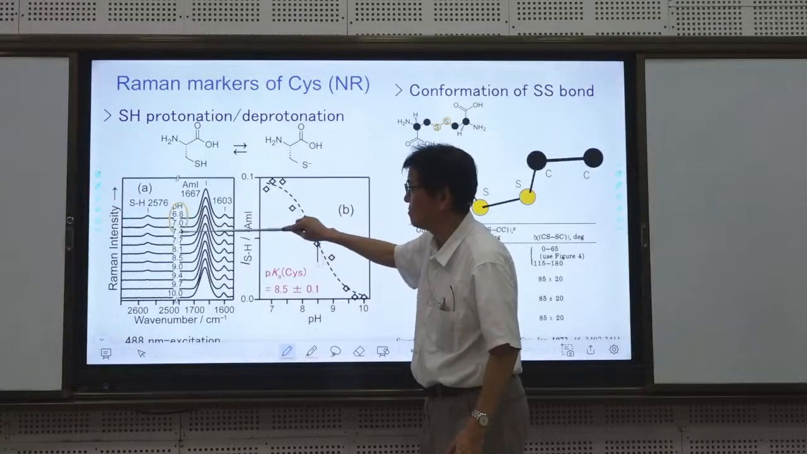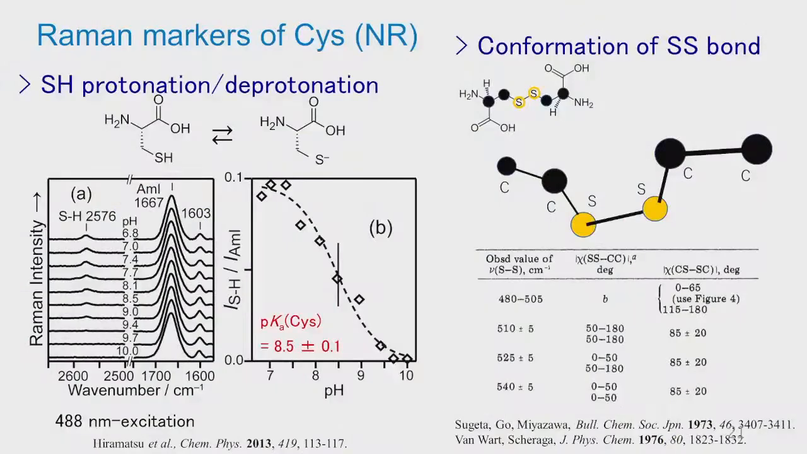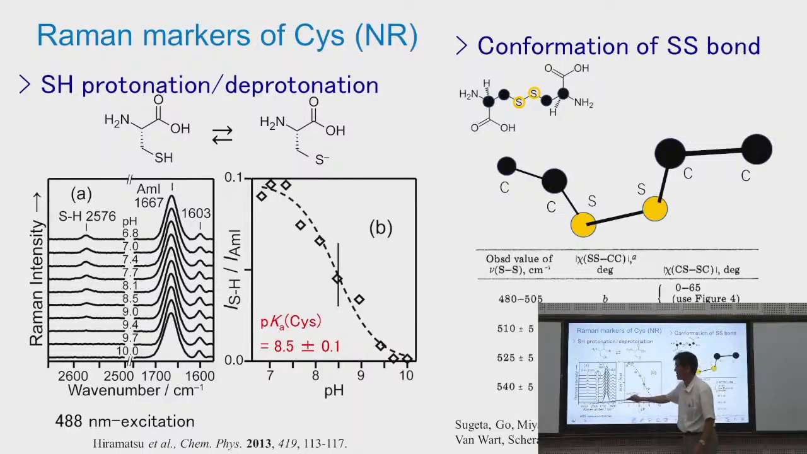And at neutral pH, the SH band has an intensity, but it gradually decreases. Okay, at pH 10, there is no peak. So we can plot the SH intensity with respect to pH value, and by fitting the data points with a sigmoid function, we can determine the pKa of the cysteine side chain. So this is a good marker to analyze the status of the SH side chain.